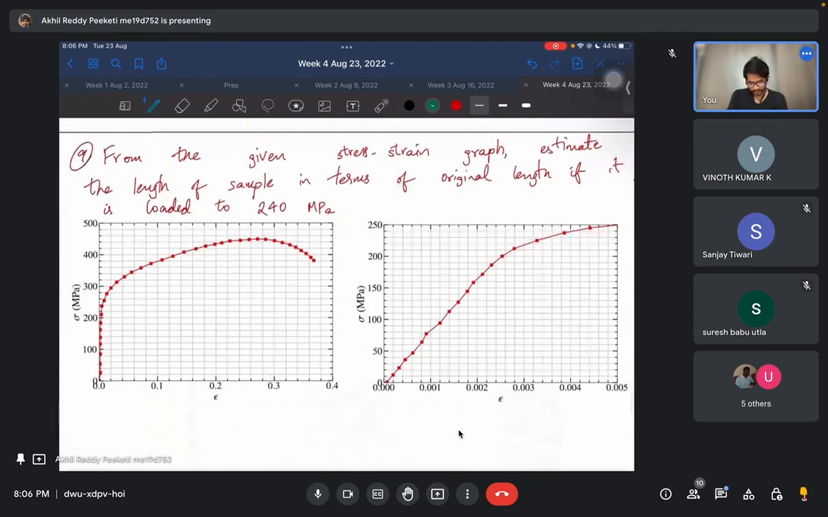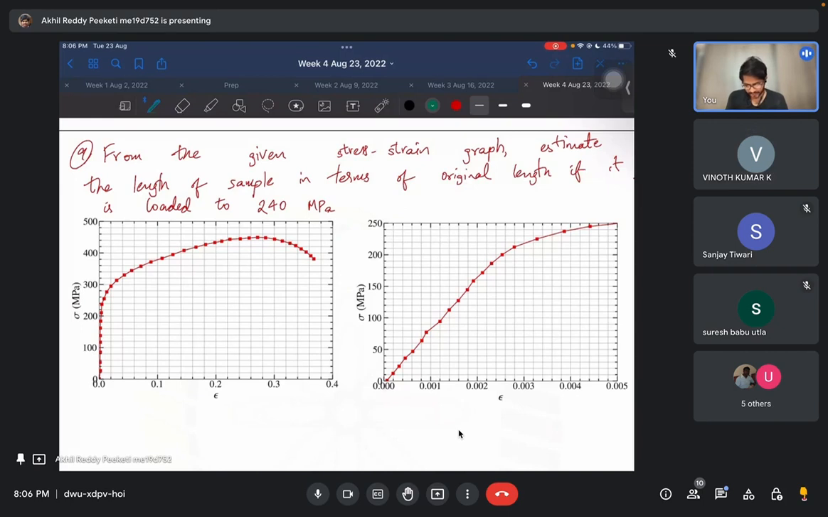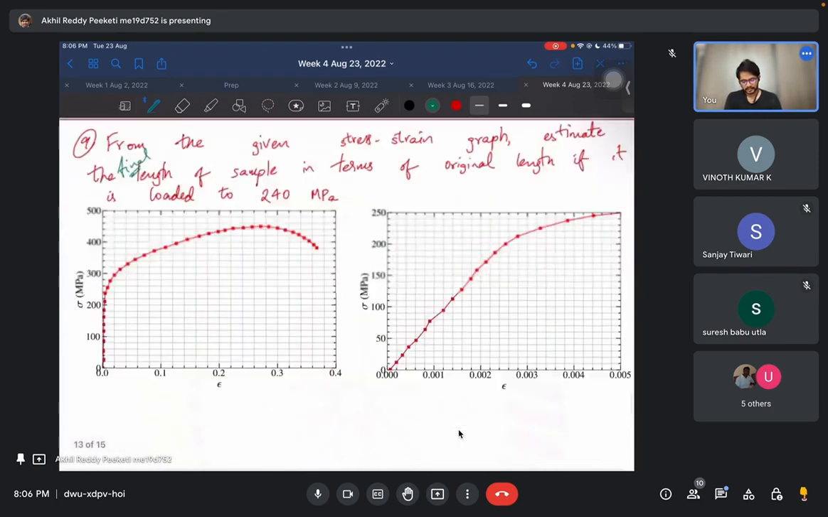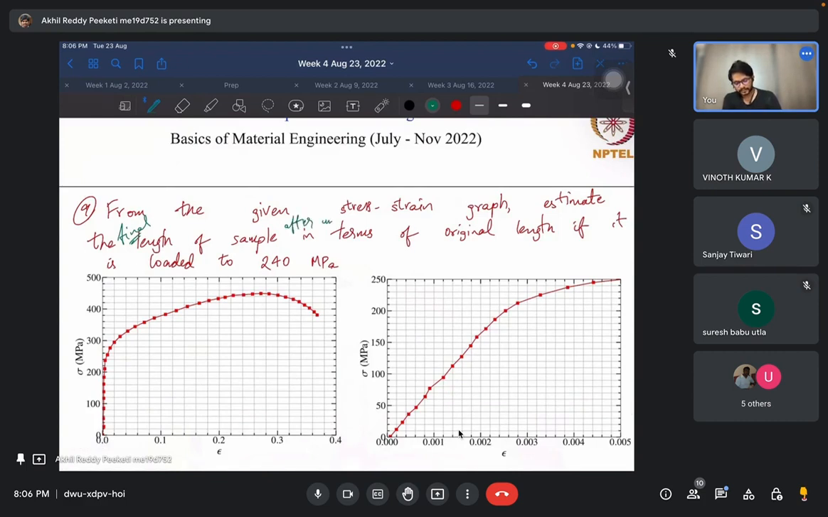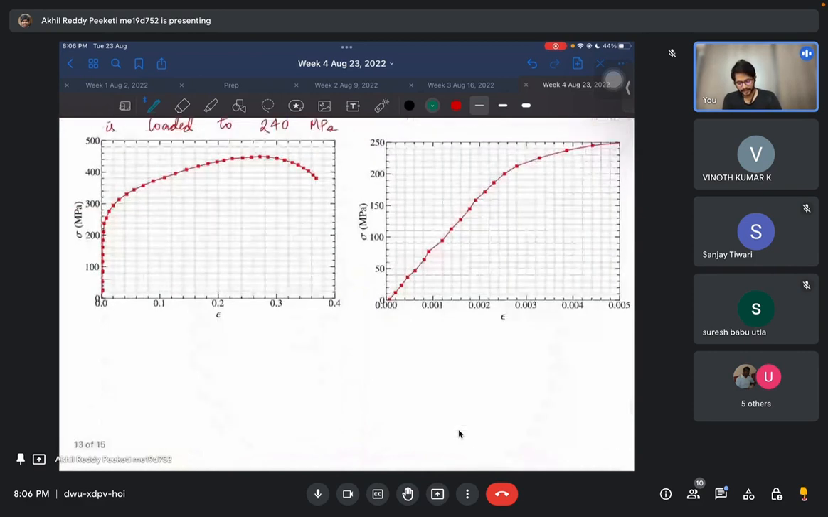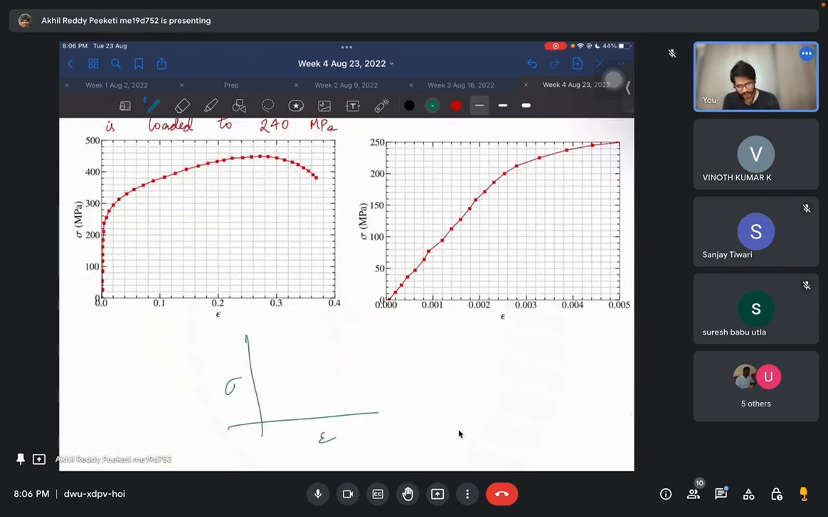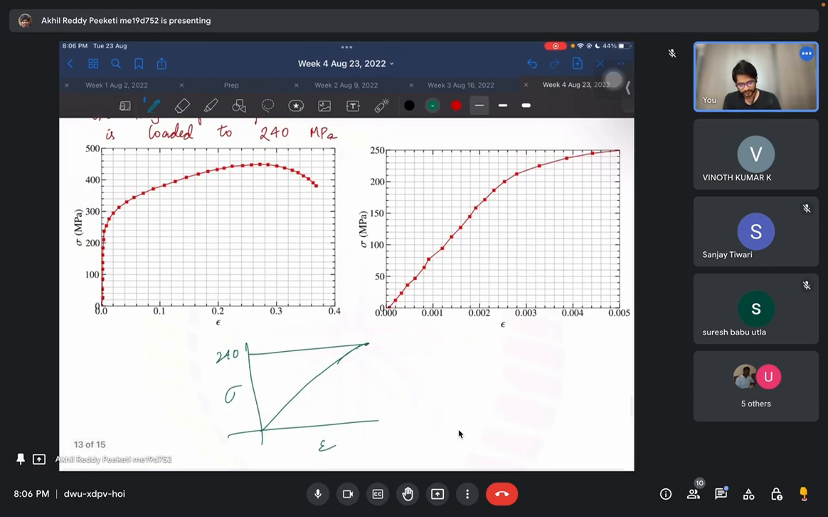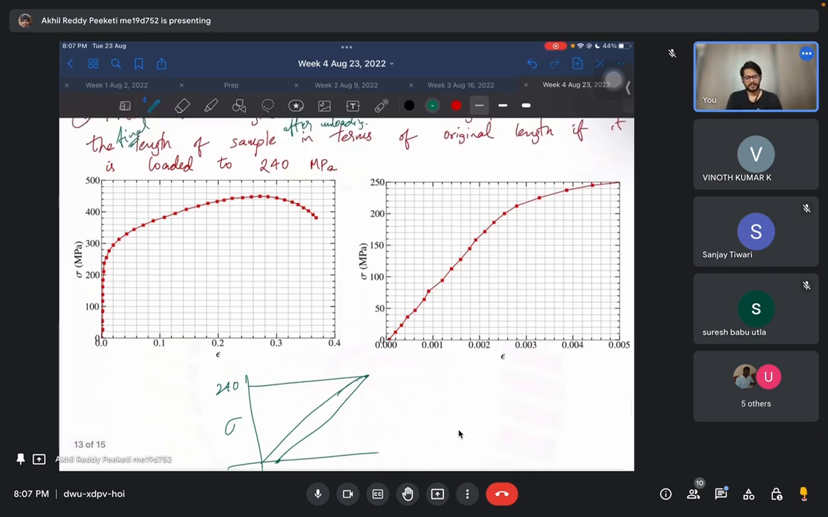Now, for the given stress strain graph, estimate the length of the sample in terms of the original length if it is loaded to 240 MPa. When I say length of sample, it's the final length of the sample, after unloading. So you loaded it from 0 to 240 MPa, and then unloaded from there. After unloading, what is the final length? That is the question.